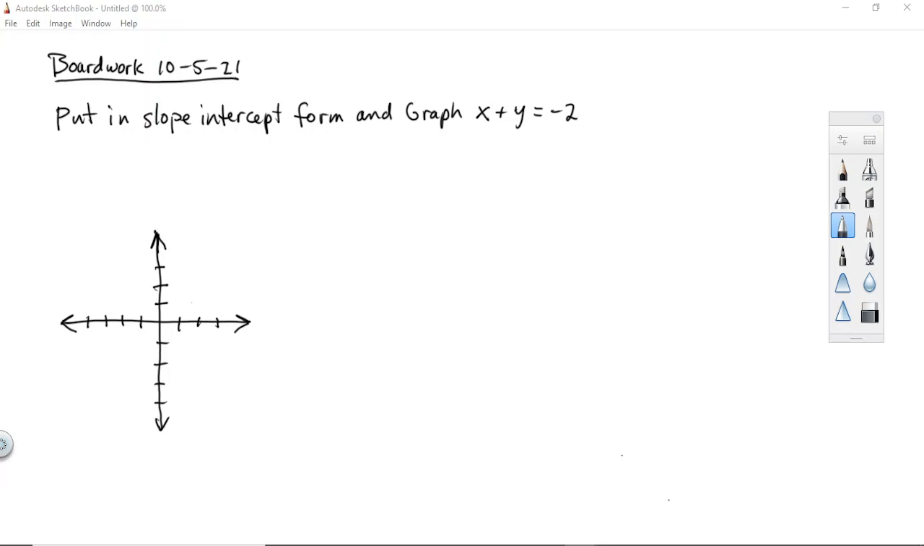Okay, so here is the board work problem. So pause it and work on it, and then start it back up to check your answer. Okay, so we're back.